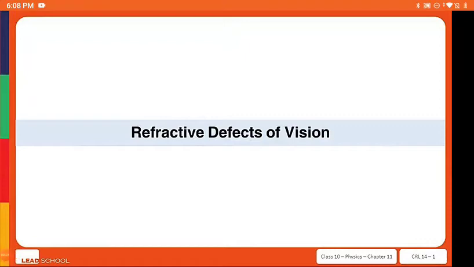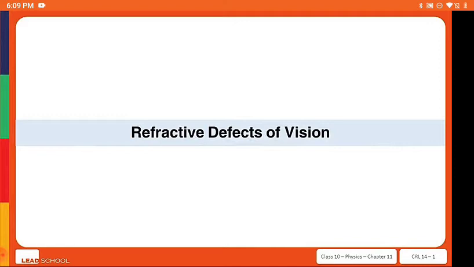Your physics class. So students, in our last lecture we discussed correction of myopia and hypermetropia. By using concave lens and convex lens we correct the defects myopia and hypermetropia.